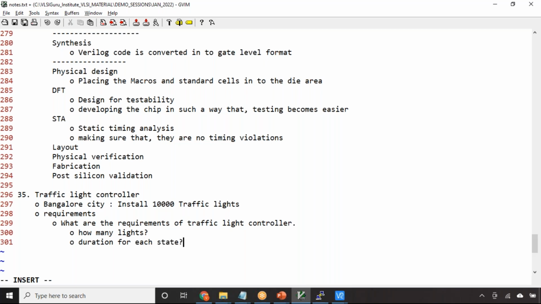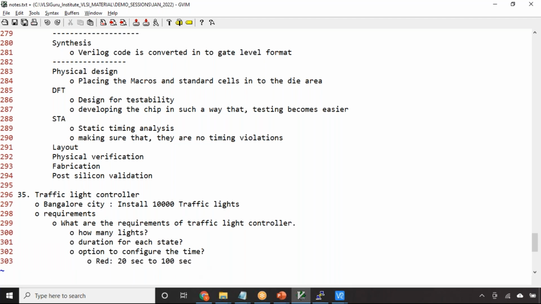I mean, red, how much time? Yellow, how much time? Option to configure the time. I should be able to configure the red time from either 20 seconds to 100 seconds. At one of the junctions I may want to use 20 seconds, at another junction I may want to use 100 seconds. So they all become the requirements for us. These are all called requirements.